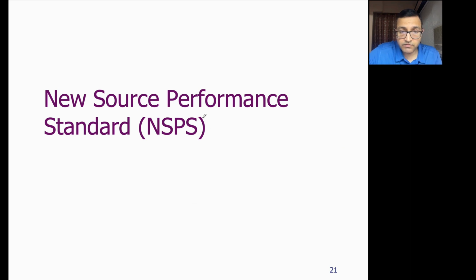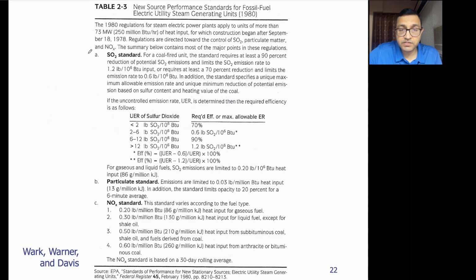So we talked a little bit about the new source performance standards, and here's a table which I also added as a handout in the course web page, or the Canvas course modules. This is Table 2.3, which shows the new source performance standards for fossil fuel electric utility steam generating units, or the coal-fired power plants. There are different standards for different kinds of industries and so forth. This table is part of the textbook as well.